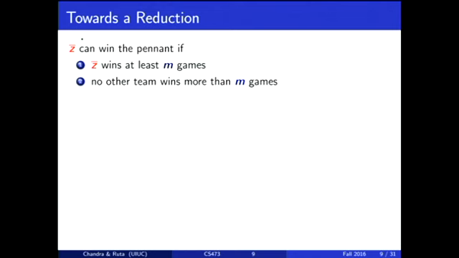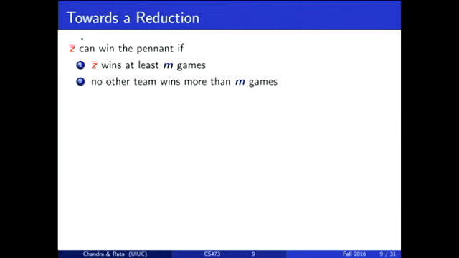What does it mean to win the pennant? It means that the team has to win at least M games, and no other team wins more than M games. If you want, you can make it M minus 1, right? But let's say if it matches the maximum, it wins. Okay, at least. It's a definition, we'll go with this definition.